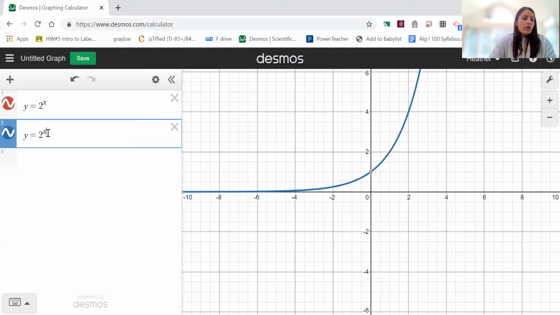Okay, so the next transformation we have is, well, what if in our exponent we subtract 2? Oops, it's going to be my exponent. Maybe I've got to put a parenthesis around it.